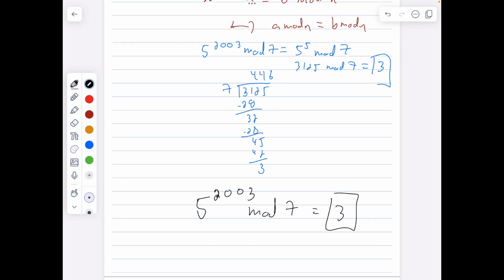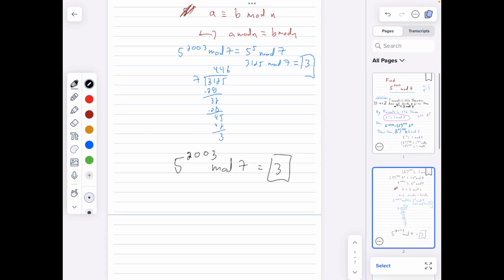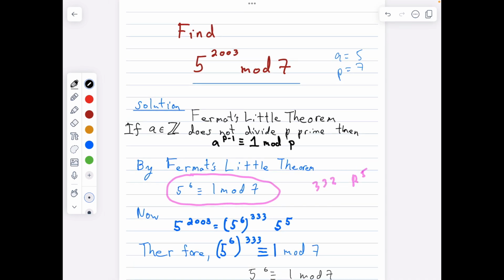Okay. So just to recap, just to give you a more general overview of what we did, we applied Fermat's little theorem here. Let me go back to the theorem. What it says is a to the p minus 1 is congruent to 1 mod p. In our case, with a being 5 and p being 7, we plug that in and we get 5 to the 6 is congruent to 1 mod 7.